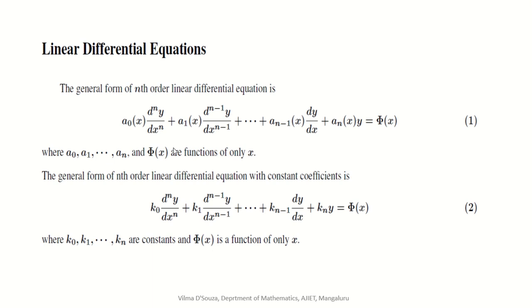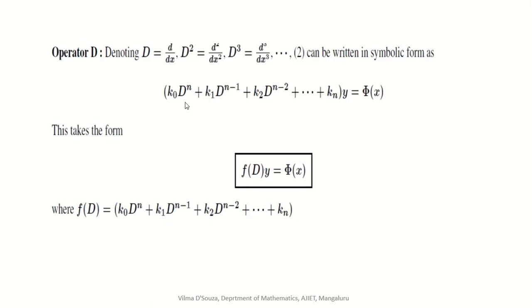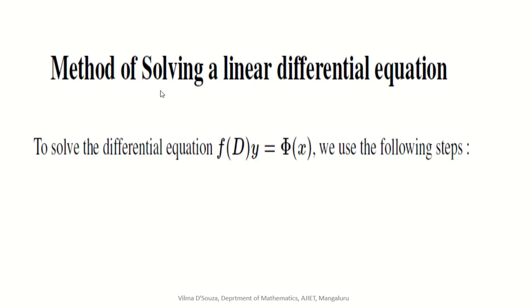So this equation 2 can be rewritten as (k0 D^n + k1 D^(n-1) + k2 D^(n-2) + and so on + kn) y = phi of x. Or this entire expression with y, you can take as a function of D, since k0, k1, k2, etc. are constants. So f(D) y = phi of x. Now, how to find the solution of this equation f(D) y = phi of x?